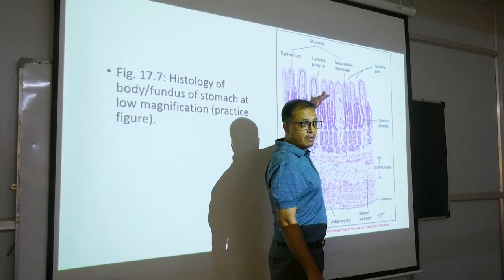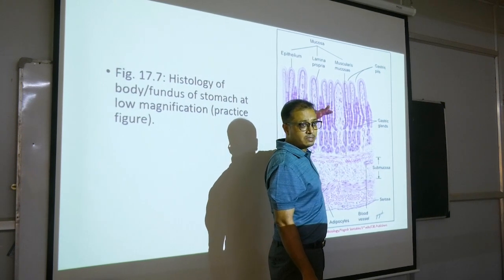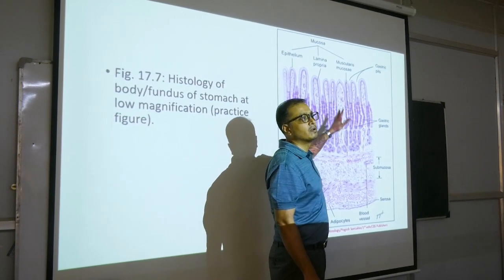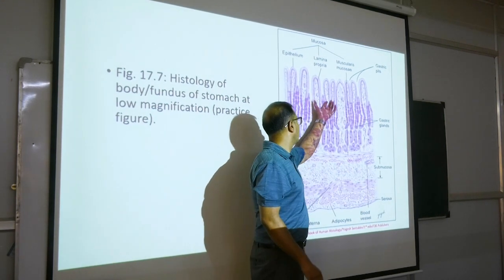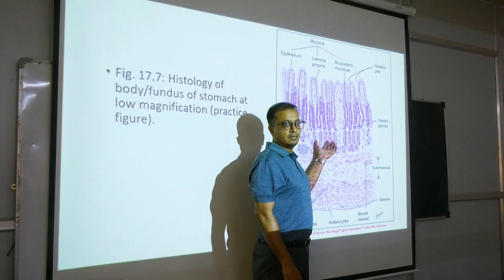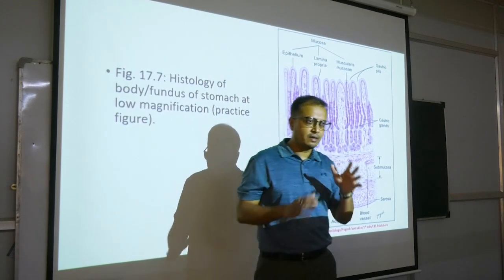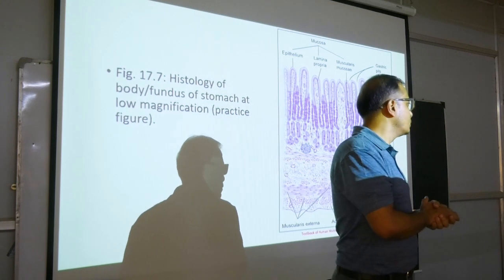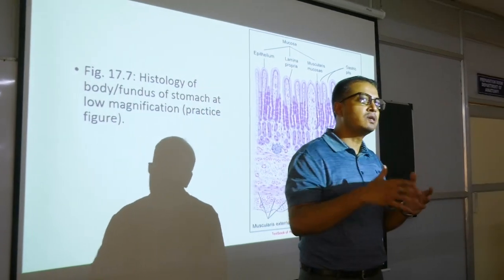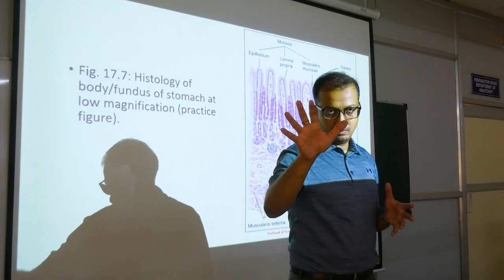So in the upper part we have some kind of cells, in the middle part we have some kind of cells, and in the basal part we have some kind of cells. So they are different. Cells are there within these gastric glands. Each of these gastric glands is fitted with 5 types of cells. Now these 5 types of cells are producing 5 different functions.